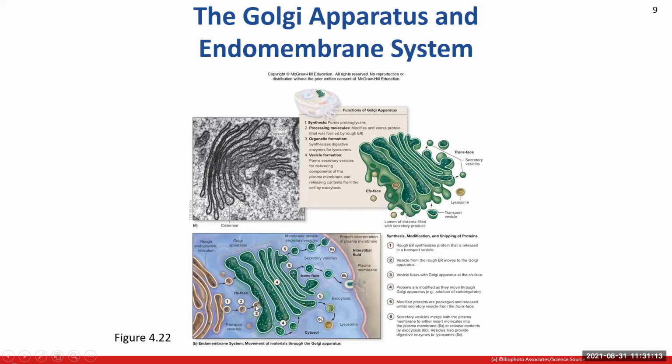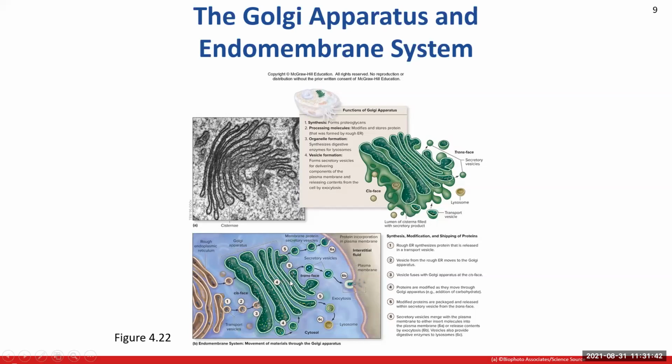And they'll ship it off here to the cis face of the Golgi apparatus. It fuses with the cis face, the protein contents get emptied into it, and at different parts of the Golgi apparatus it undergoes these different chemical reactions. They'll modify the protein, add some things, take some things away, and do a lot of different types of processes to this protein here.